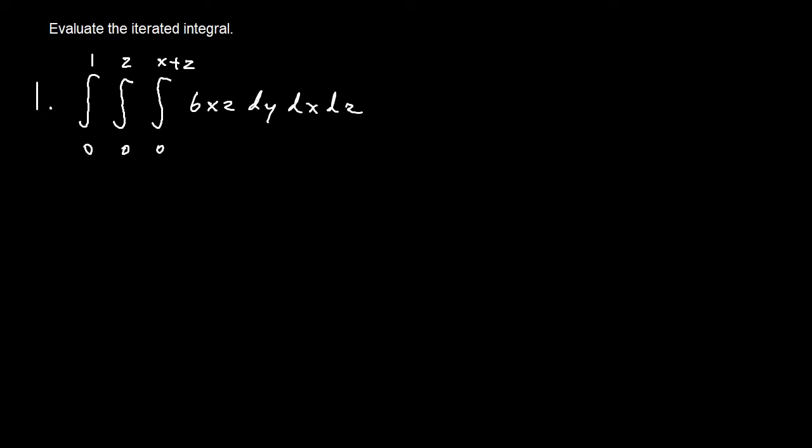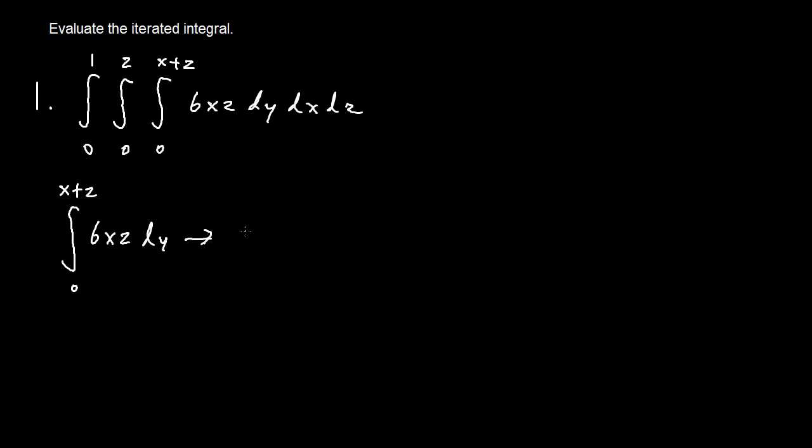So for number 1, we have the triple integral from 0 to 1, from 0 to z, and from 0 to x plus z, of 6 times x times z, dy, dx, dz. This is going to be evaluated the same way as we would evaluate a double integral. We just have an extra step because of an added integral. So let's just go ahead and write the inside integral from 0 to x plus z of 6xz dy. Now we're integrating with respect to y.